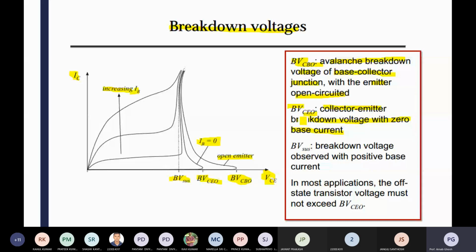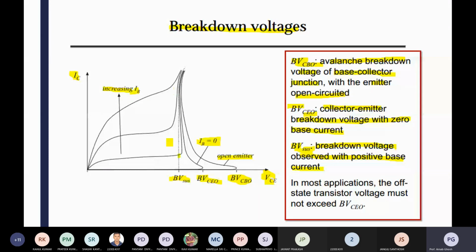Then capital BVCEO sustaining means the saturation breakdown voltage, observed with positive base current. When there is some positive base current, here you can see that IB is 0, but here BVCEO sustaining shows you are getting some positive values of IB. That is the reason for breakdown of the solid state device and current is flowing. After that you can increase the value of IB.